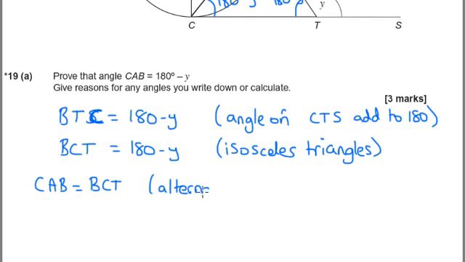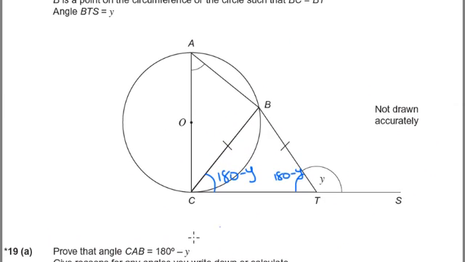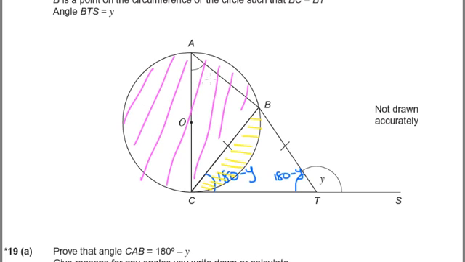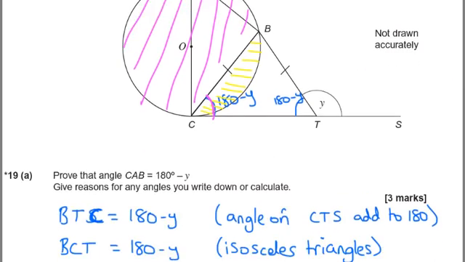And the alternate segment theorem says if you've got an angle in one segment, and this is a segment here, that the angle in this segment is equal to the angle in the other segment. So this is the other segment, and the angle that's in this segment is this one up here. It's the only other angle in this area here. So those 2 angles there and there are equal to each other.